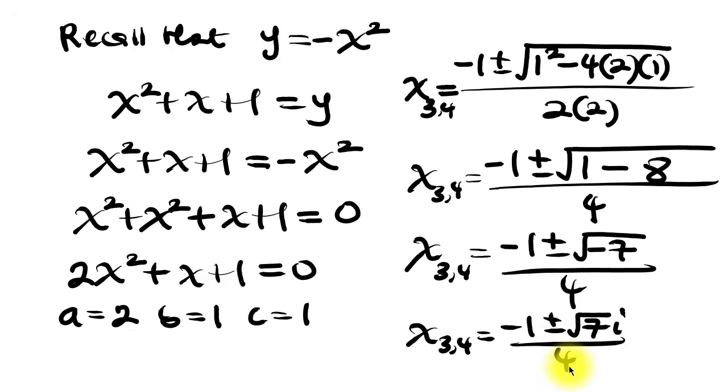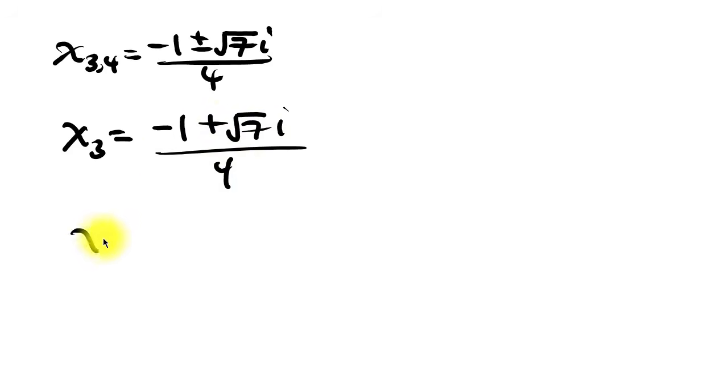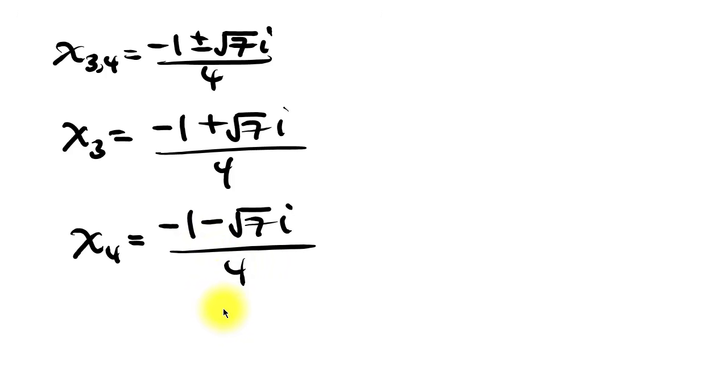Very good. So there are two values of x from here. The third value is negative 1 plus the square root of 7 i all over 4, and then the fourth value is negative 1 minus the square root of 7 i all over 4. And there you have it.